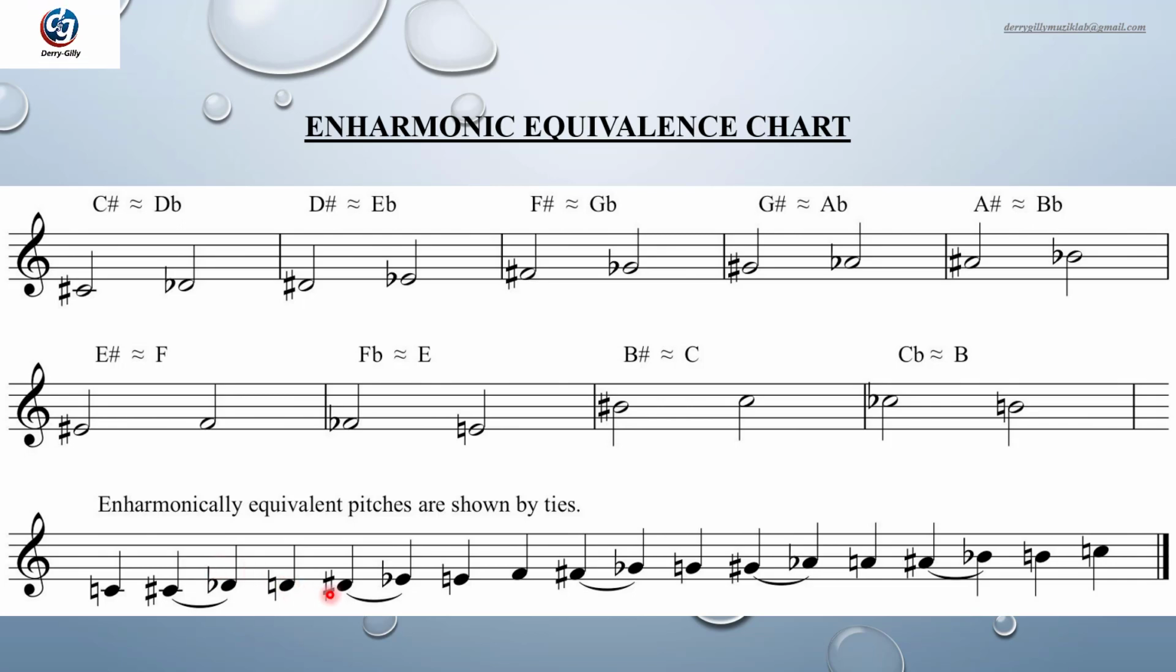We have a D natural, a D sharp, and an E flat. They may sound the same, but when writing, they are different. So we have E and F, F sharp to G flat, they sound the same, but they are spelled differently. We have G natural, G sharp, and A flat, they sound the same, but they are spelled differently. We have A natural, A sharp, and B flat, they sound the same, but are spelled differently. So this is what is meant by an enharmonic equivalence.